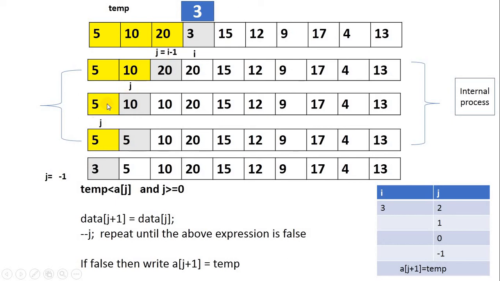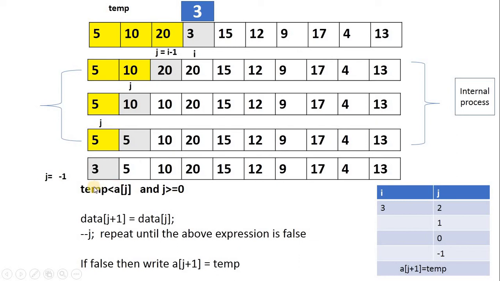True or false? True. So whenever it is true, you have to write data of j, that is 5, to data of j plus 1. What is j plus 1 now? If this is j, then j plus 1 becomes this one. So your 5 comes here. You didn't do anything here. It will be like that one. So again it moves here.